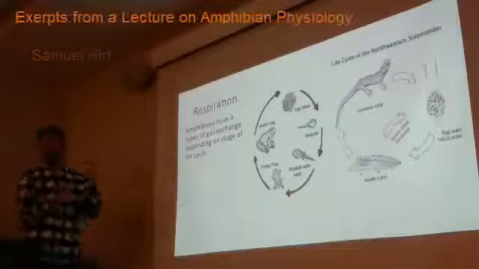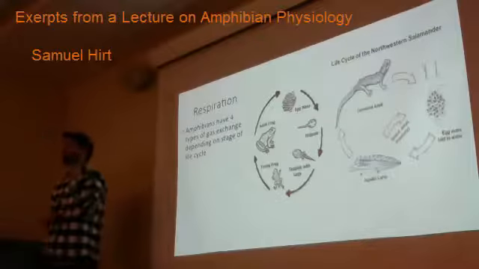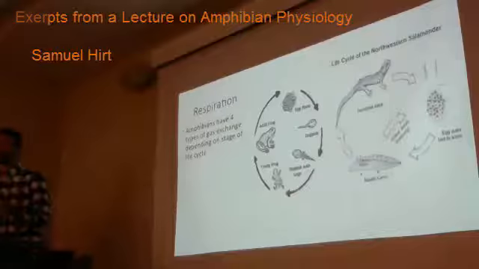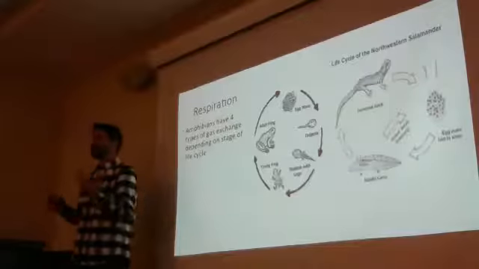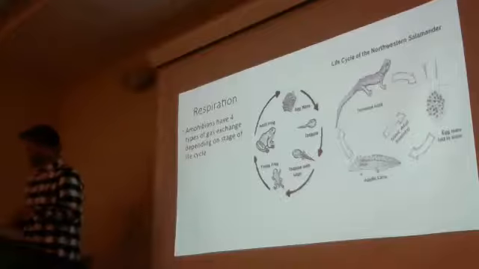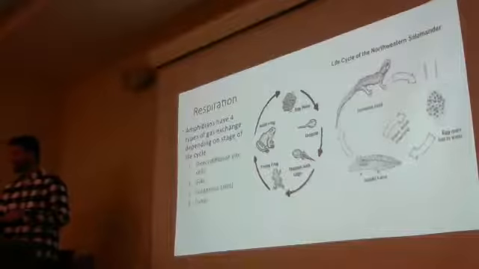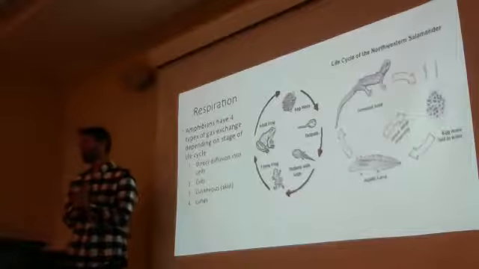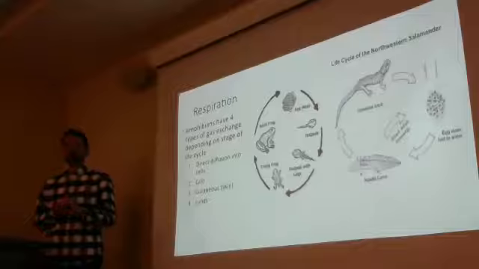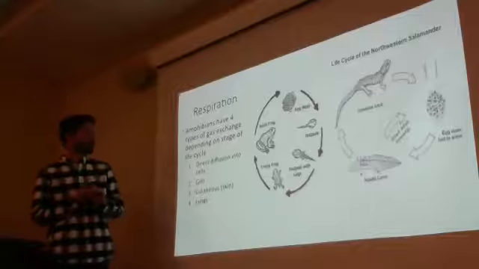So we're going to go through each of those individually. We'll start with respiration. Amphibians are interesting because they have 4 different types of gas exchange depending on their life cycle. The 4 different types of gas exchange that they utilize are direct diffusion, gills, respiration through the skin, and then they also use lungs.